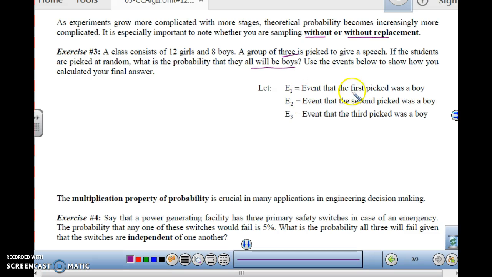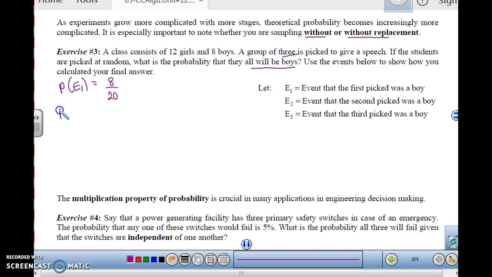Use the events below to show how you calculated your final answer. Event 1 is the first picked was a boy. Event 2, second picked was a boy. And event 3, third picked was a boy. Okay, let's think about this for a second. When you give a speech, can the second person picked give the first speech? No, so each one is going to be an individual probability. The probability of event 1, that the first student picked is a boy: there's 8 boys out of how many total in the class? Well, there would be 20. So it would be 8 out of 20.